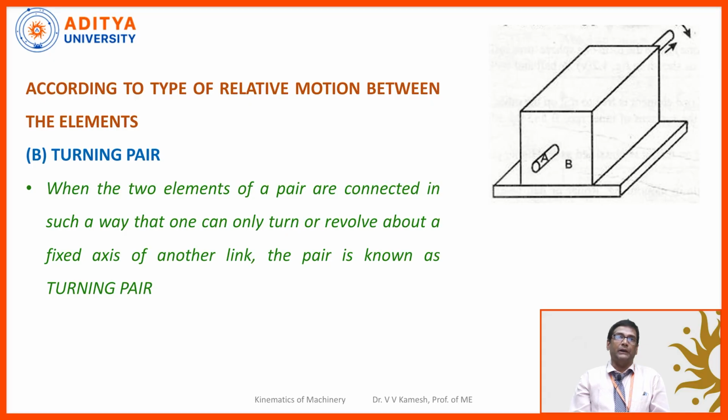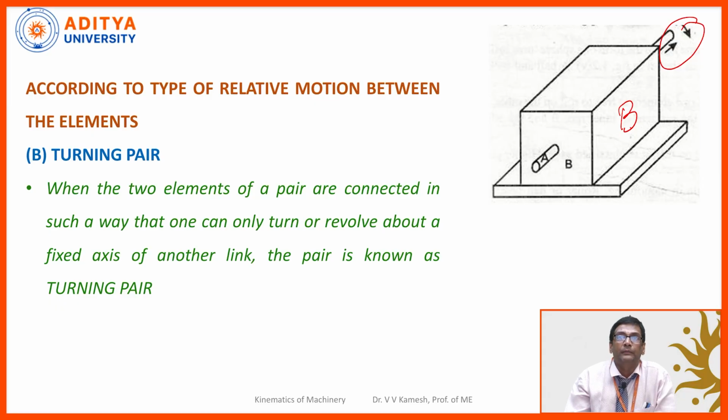Turning pair. Turning pair means slightly different. When the two elements of a pair are connected in such a way that one can only turn or revolve about a fixed axis of another link, the pair is known as a turning pair. Now, you can see in this diagram I have two members here. This is some wooden bar or metal bar.